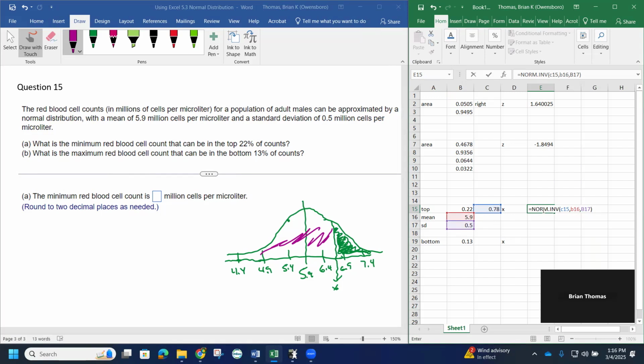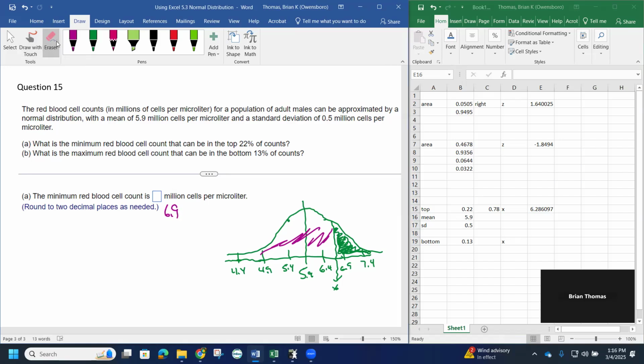So it should give me my x value, which is 6.28, or this turns into 6.29 million. I'm sorry, 6.29 million cells per microliter. That's a lot of cells. So 6.29 million cells per microliter.